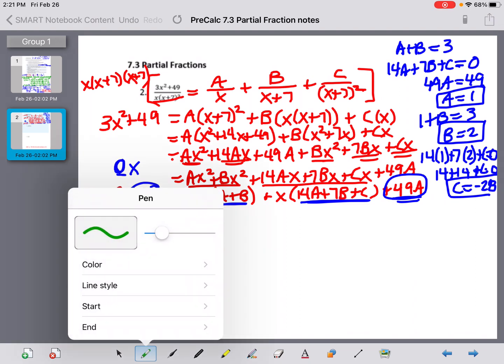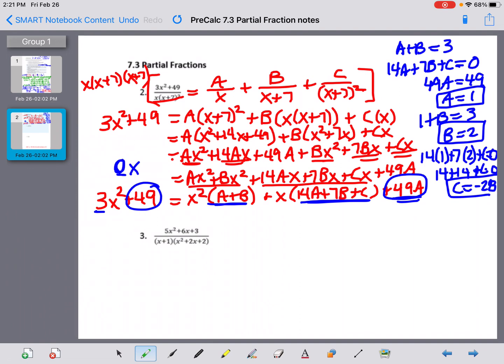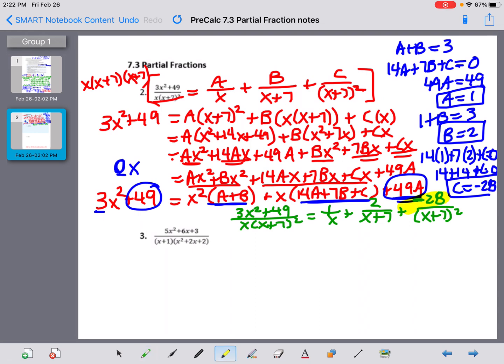So I am ready to write my partial fraction decomposition, and if you want to, you can write out the whole thing, 3x squared plus 49 on my other page. I did not have enough room. Times x plus 7 squared equals, well, above my x needs to be my a, so that's 1 over x. Above my x plus 7 needs to be my b, which is 2. And above my x plus 7 squared is my negative 28. Just a quick note, there are times right here where I could just put minus 28 over x plus 7 squared. Or you can do the plus all the time and just put the constant up there at negative 28.